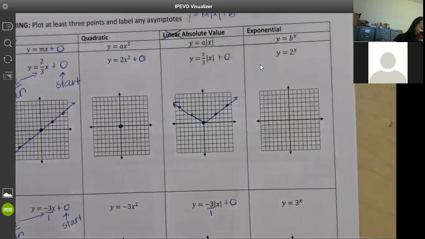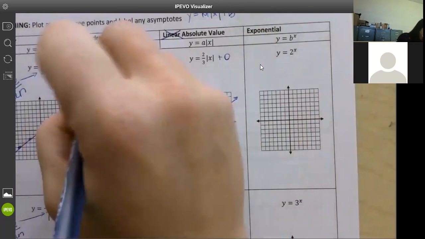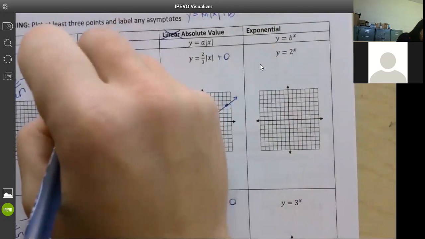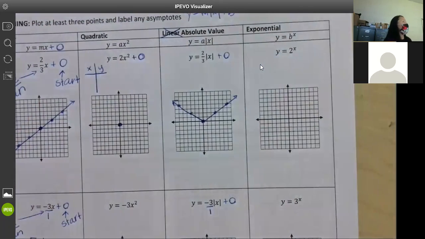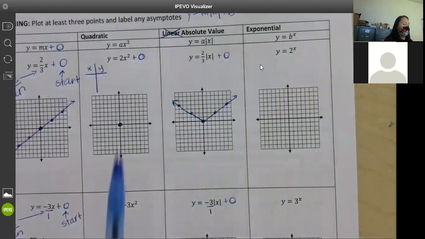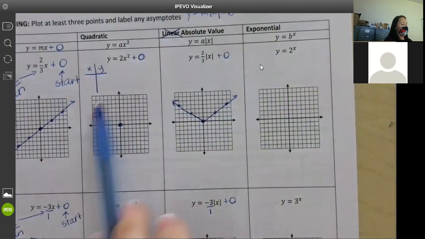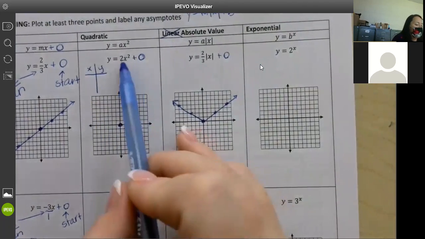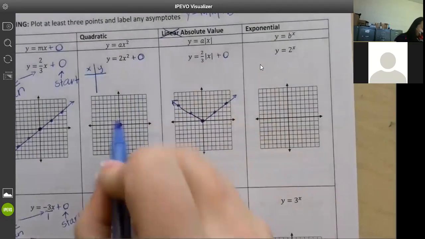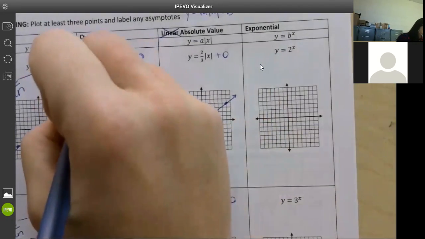So what you have to do is I just make a little chart and literally pick random numbers, okay? We know that it's going to be pointing which way. Does it open up or does it open down? Up, right? So I'm going to pick some numbers on the right side. I'm going to pick some numbers on the left side, and it should be graphed up here. How do we know that? The 2 is positive. So I'm going to pick 1, okay?